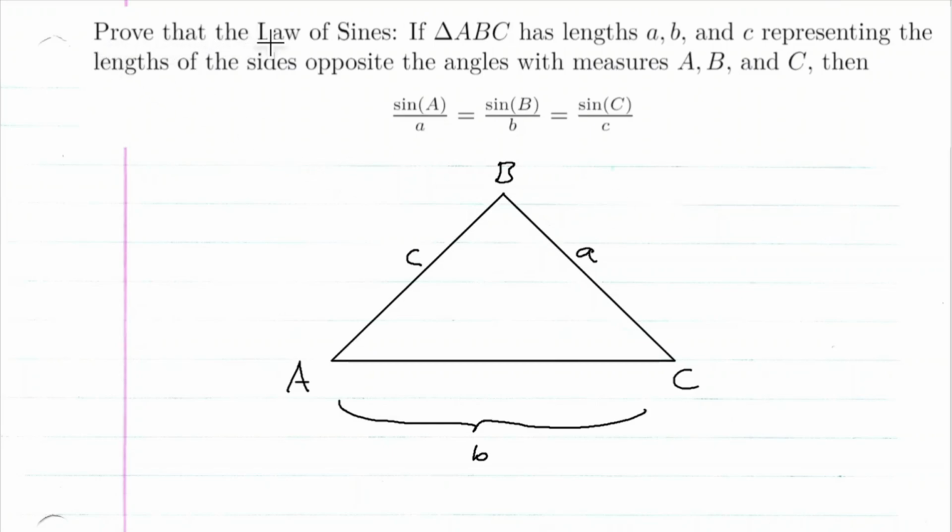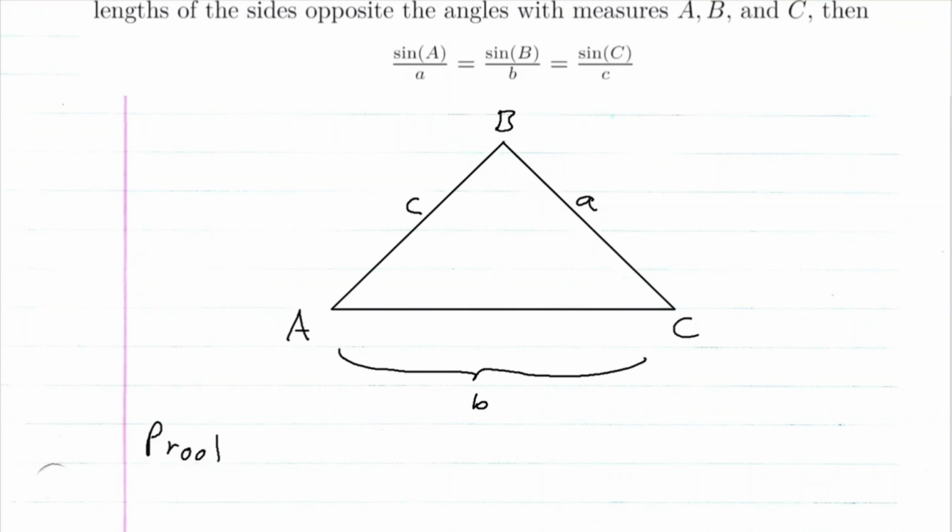Okay, so we're going to prove the law of sines, which states that if triangle ABC has lengths a, b, and c, representing the lengths of the sides opposite the angles with measures A, B, and C, then sine of A over a is equal to sine of B over b, which is equal to sine of C over c. So the way it's described here is how I drew it here. So let's go ahead and start the proof.